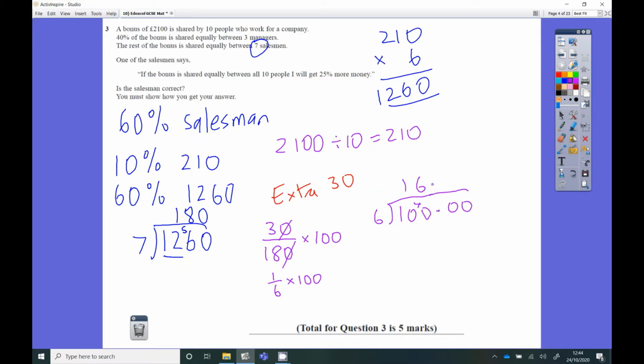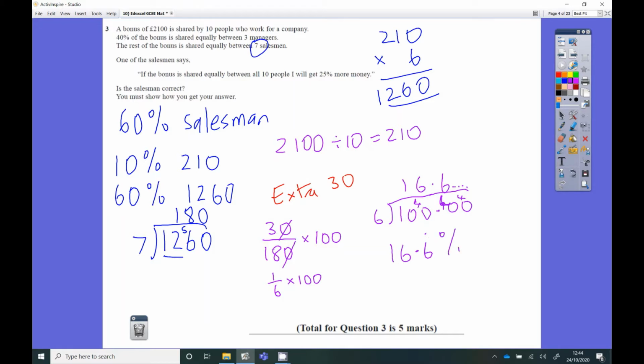Okay, so 6 6s are 36, so we carry the 3. We carry the 4. And we get the same again, don't we? We're then just going to have 6s into 40. Again is 6 carry the 4. And so on. So we're going to be getting 16.666%. So actually, if the bonus is shared equally between the 10 of them, they get an extra 16.6% recurring.